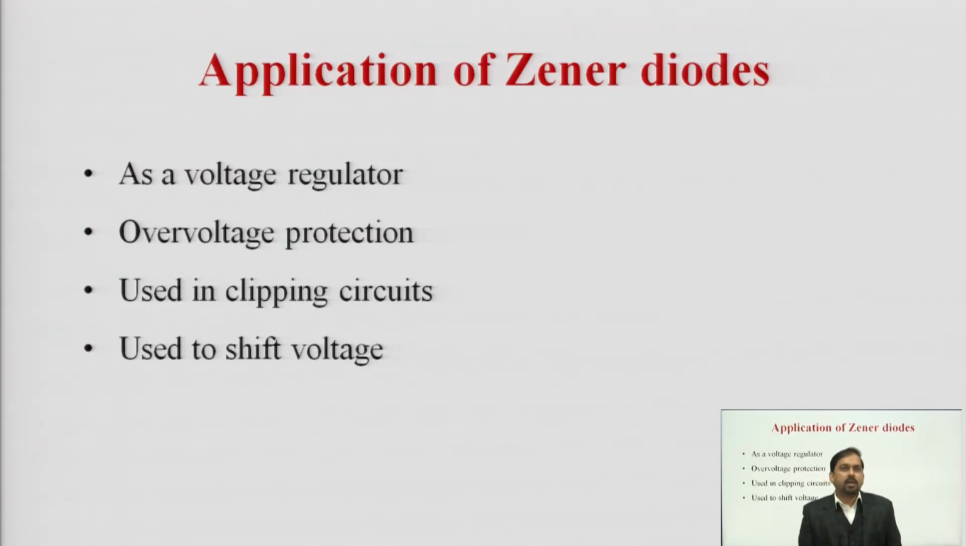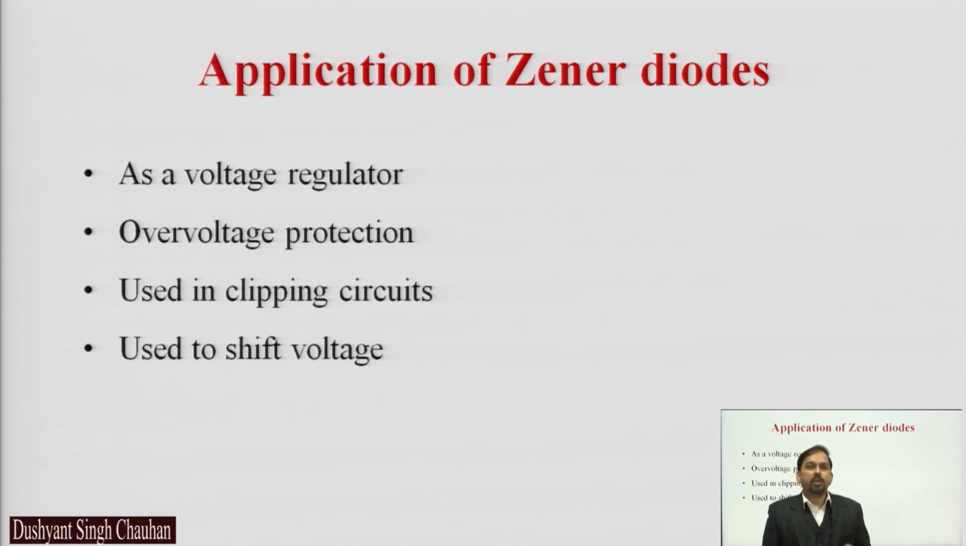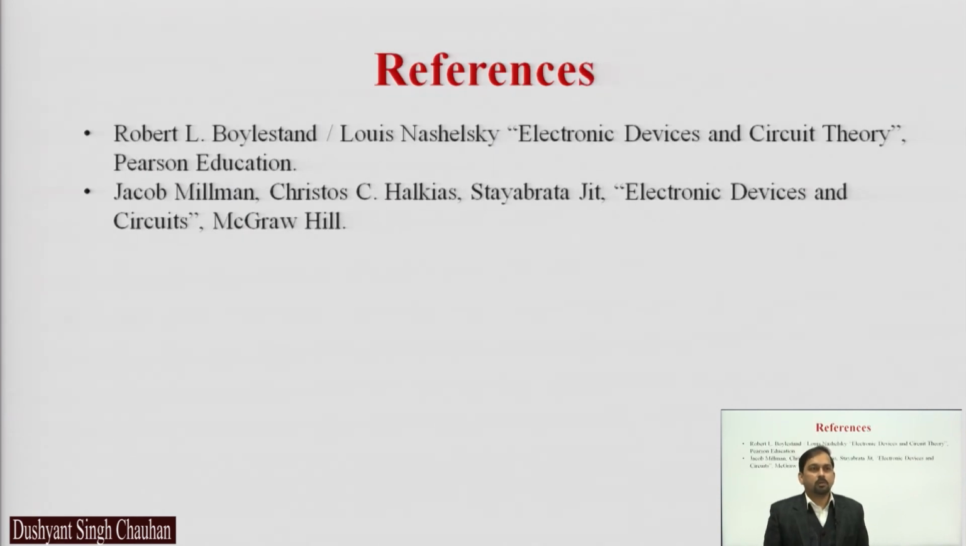After that we have the applications of Zener diode. We have seen the Zener diode as a voltage regulator, and it can also be used for protection of circuits, that is, over voltage protection: whenever there is a high voltage at the input side, the circuit can control it. This Zener diode can also be used in clipping circuits. We have seen in our past lectures what clippers are. Zener diode also can be used in the shifting of the voltage. So, these are some applications, some references.